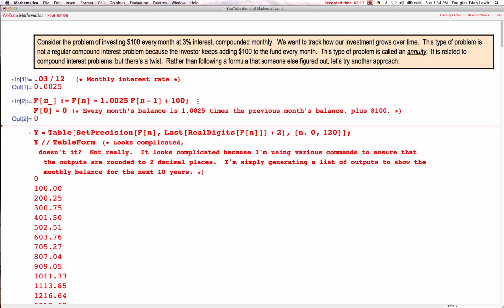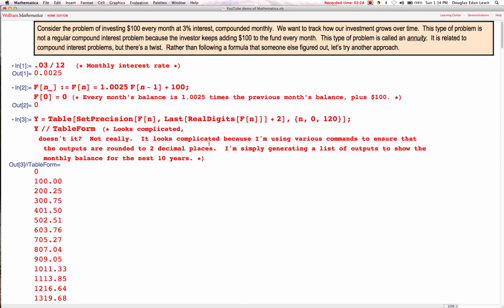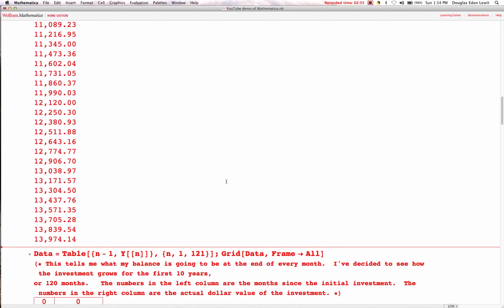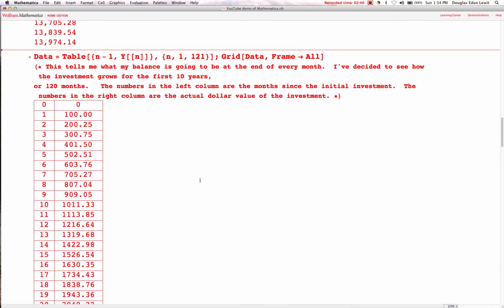Okay, so we start with 0. F is the name of my function, and don't worry about the Mathematica commands. Let's just worry about the outputs. This is just a sequence of numbers over here. So after 10 years or 120 months, my balance is $13,974.14. I'll make it look a little bit nicer over here.